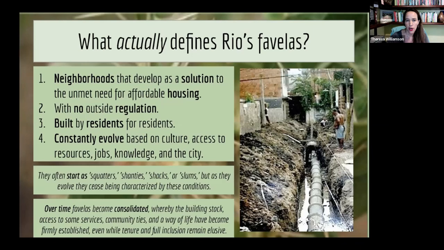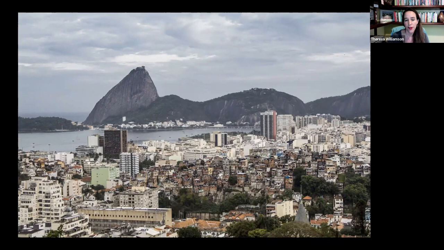So every brick, every tile that's laid has an embedded history in it as well. And it's valued by communities as they grow. And they constantly evolve based on culture and access to the city and so on. So you can go on, please. In Rio, we have 1,000 of these communities. They're located all across the urban fabric. And 24% of people in Rio live in these communities.